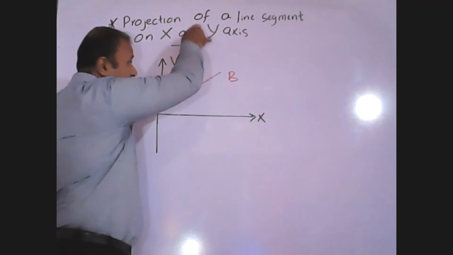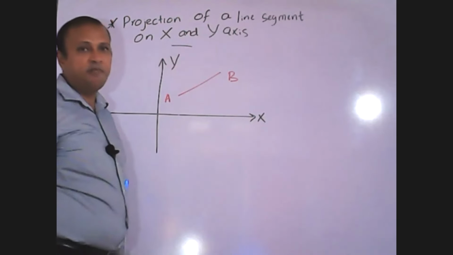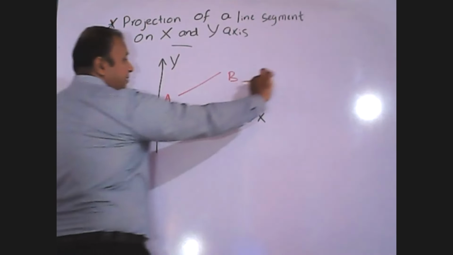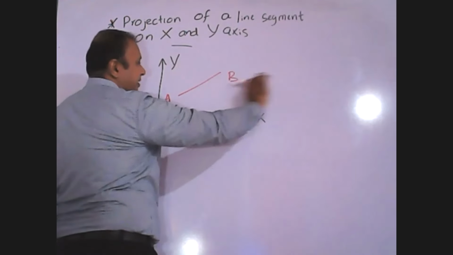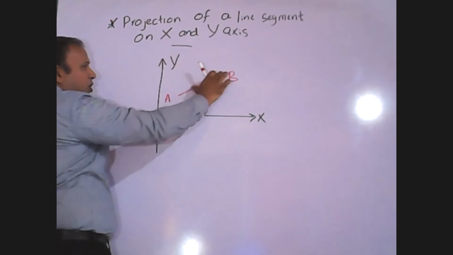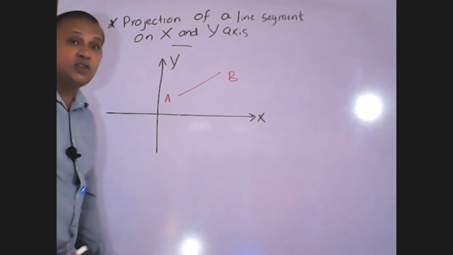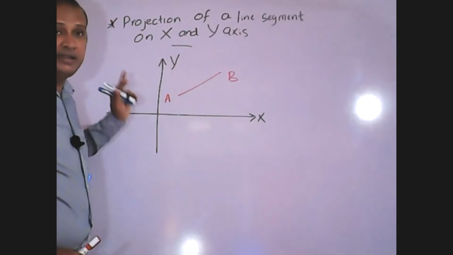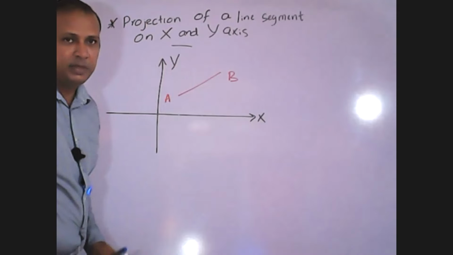We have to use a parallel light beam. If we incident a parallel light beam from this side, the shadow of AB on the y-axis is called the projection of AB on the y-axis.